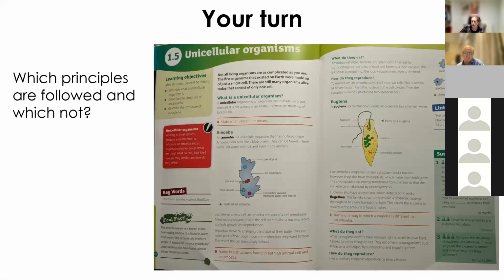So I'm going to give you a bit of something to do now. So here is a spread about unicellular organisms. So I want you to have just a quick think about all the principles we looked at. Which of those do you think have been followed and which not? Or can you just spot anything that you think is good and things that you think are not so great about how the information is presented on this spread? Okay, I think we'll have a look then.